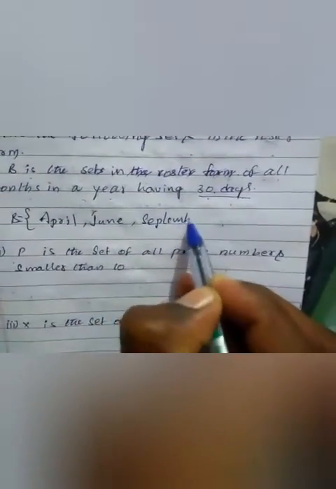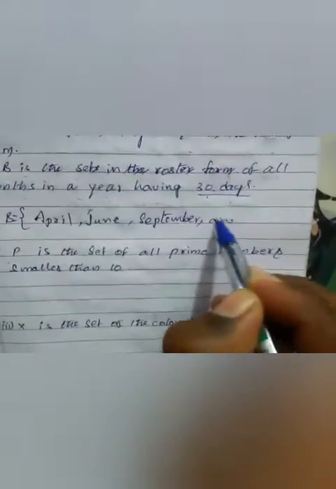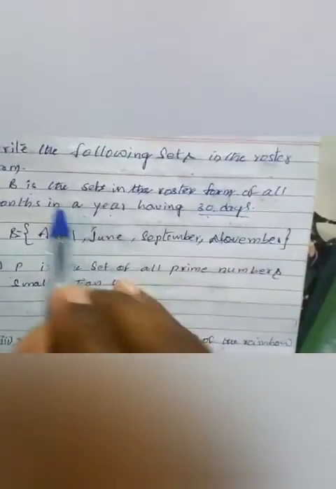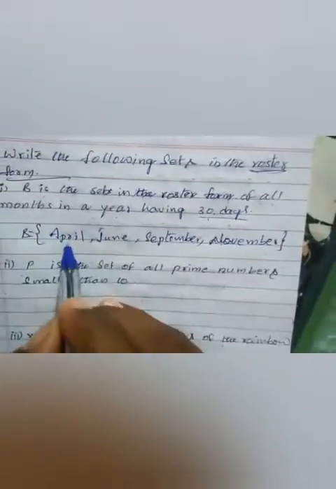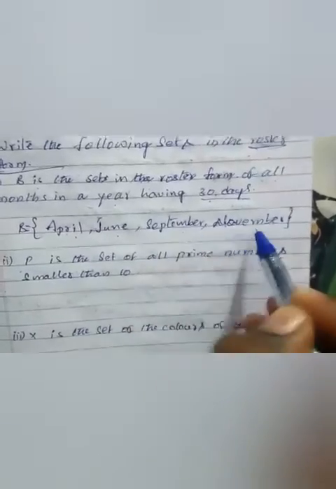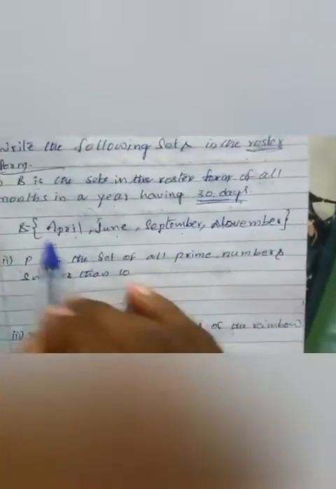April, June, September and November. Why? Because they are asking for roster form. You can observe again at home: April has only 30 days, June also 30 days, September 30 days, November 30 days. There are 12 months in all, we know that, but the question asks us to mention only the months having 30 days.